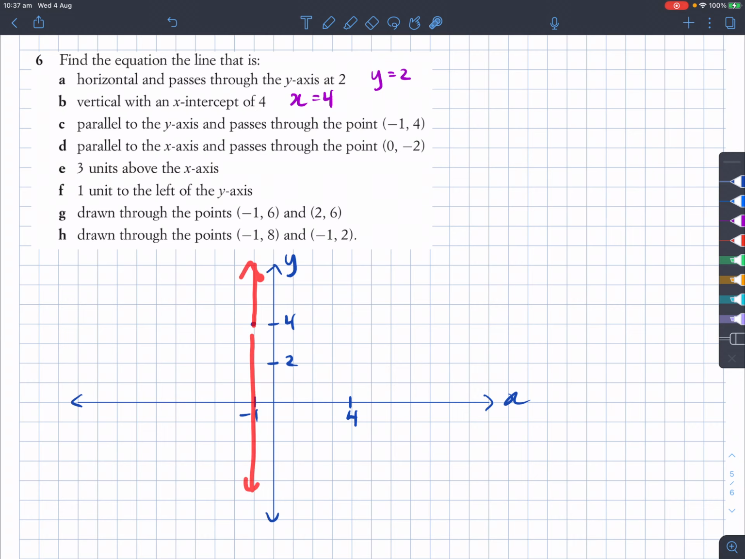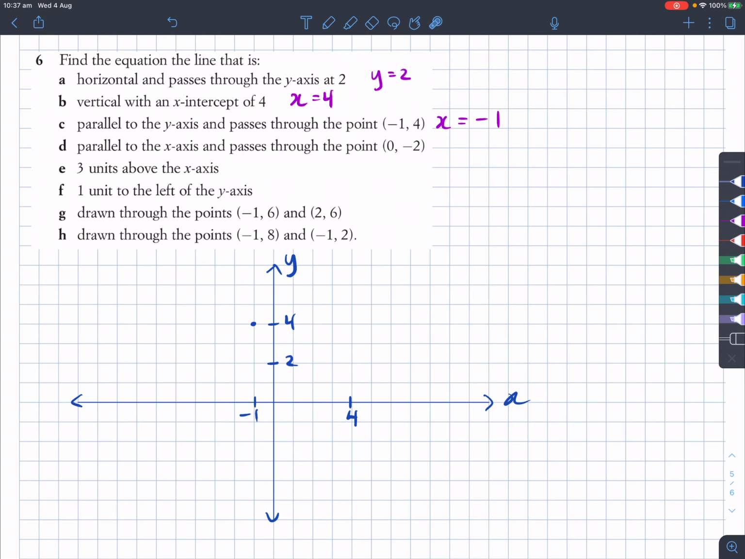Now, which axis does it hit? It's parallel to the y-axis, but it hits the x-axis here. Okay, hits the x-axis. So this vertical line that I have to find the equation for hits the x-axis, and it hits x equals -1. So the equation of this is x equals -1.